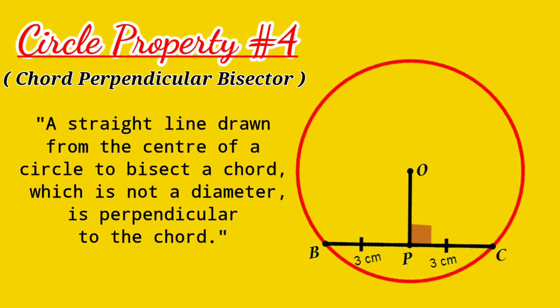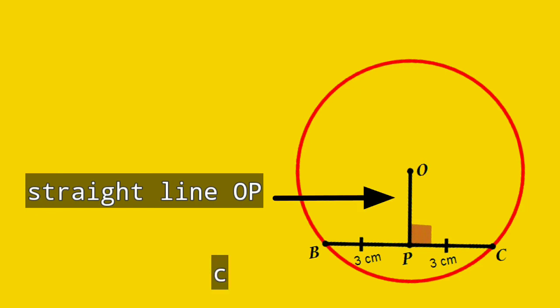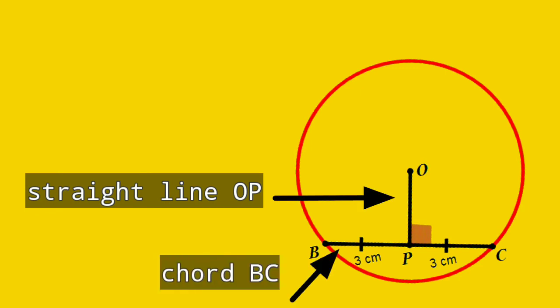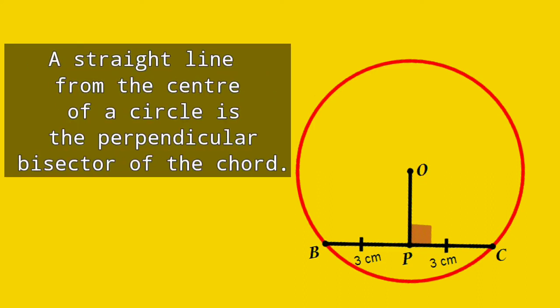Another circle property is a straight line drawn from the center of a circle to bisect a chord which is not a diameter is perpendicular to the chord. Given this figure, a straight line OP from the center cuts the chord BC. Notice that the chord BC is divided into two segments, segment BP and segment PC. We measure the segments and we get 3 cm for both segments. So we say that a straight line from the center of a circle is the perpendicular bisector of the chord.